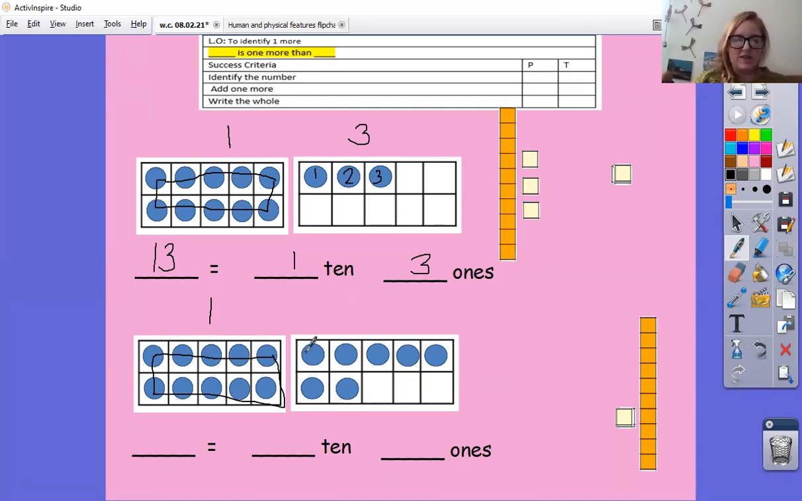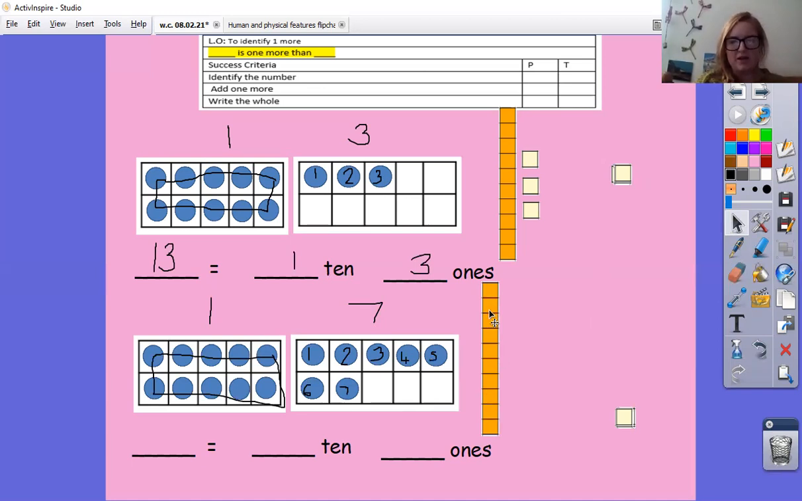So let's have a look at this. How many 1s are in this 10s frame? 1, 2, 3, 4, 5, 6, 7. So I've got 1 10 and 7 1s. Fantastic. But to represent that in cubes, I can say I have 1 10, and 1 10 is the same as 10 1s. So this 1 10 has 10 individual 1s in there. But we can say it's 1 10 and 7 1s.